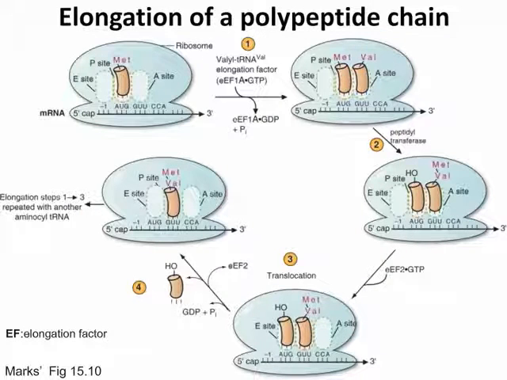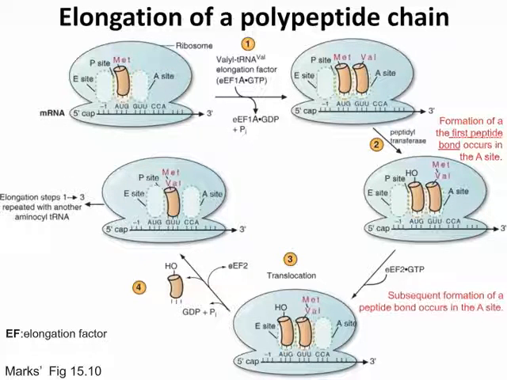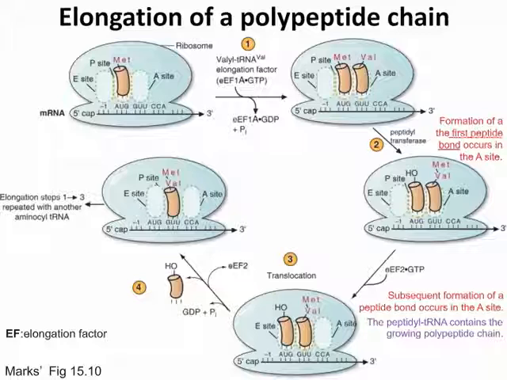So this is the step after initiation. This is elongation. I'll touch base on the important concepts, but you don't have to know everything in super detail. We know met-tRNA is already in the P site. So the mRNA codon in the A site is going to determine which aminoacyl-tRNA binds to that A site.